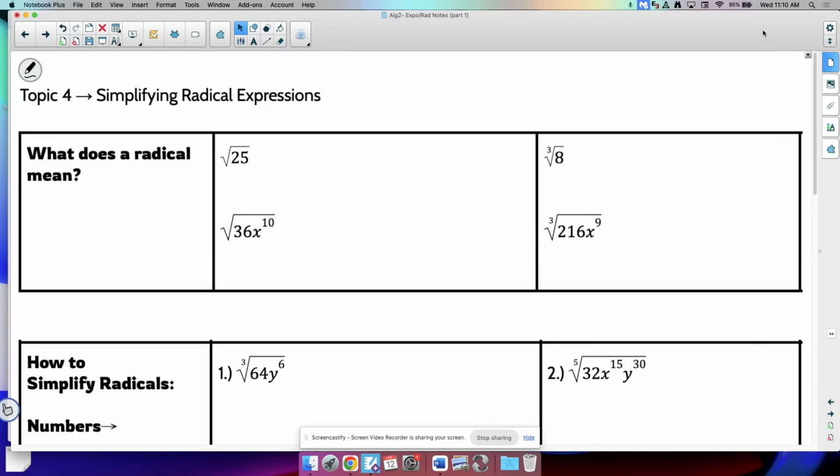Okay, a radical. When you are looking at a radical, what does a radical undo? An exponent. So a radical undoes an exponent.